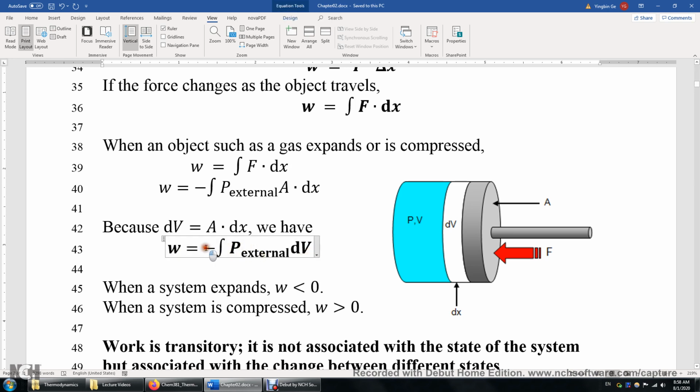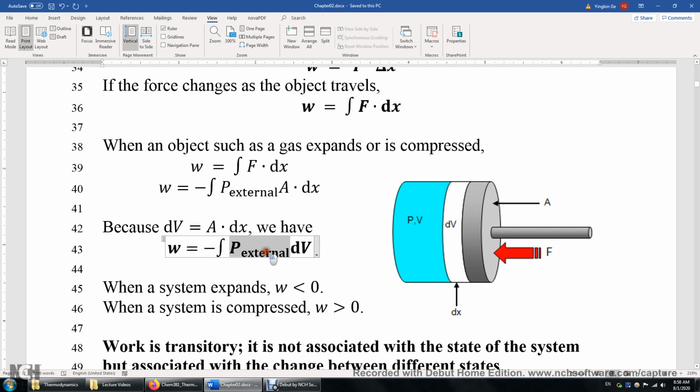So two things. One, we need a negative sign here. Why? Because when the volume decreases, this dV is negative. However, in that situation, work is done to the system. So work should be positive when dV is negative. So that's why we put a negative sign here.